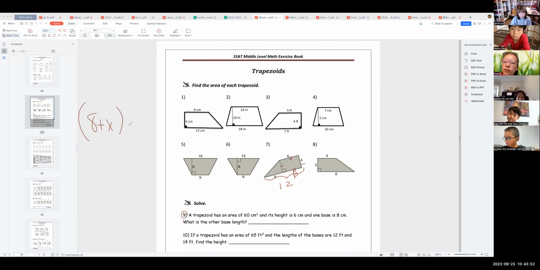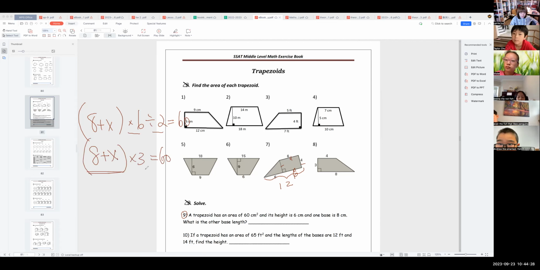Okay, so 8 plus x times what? Times the height. So what is the height, Andrew? The height is 6 centimeters, and divided by 2. Correct? Okay, so this one equals 60, correct? So everybody, 8 plus x times 6 divided by 2 equals, 6 divided by 2 is 3. So what times 3 equals 60? Evan?